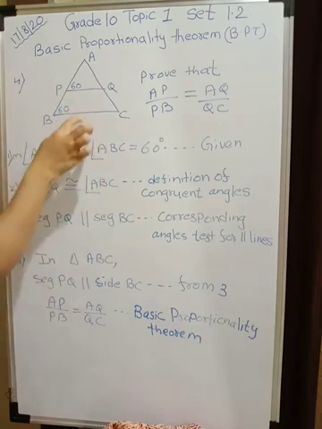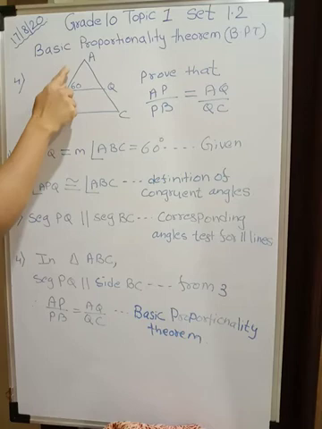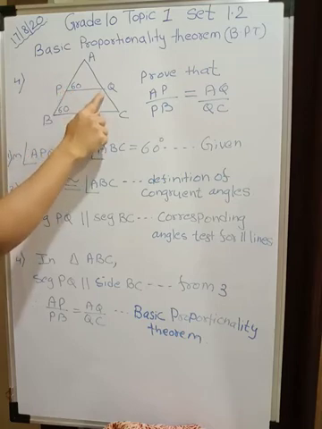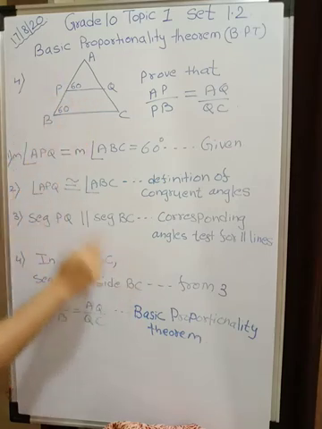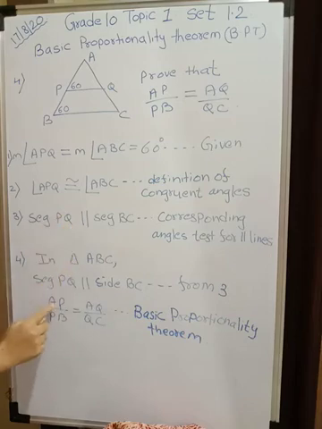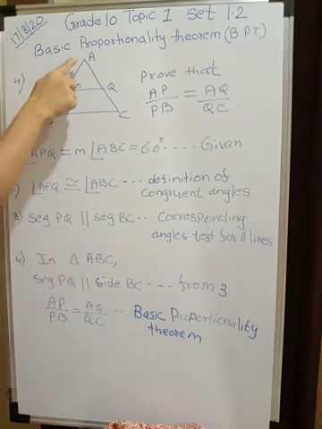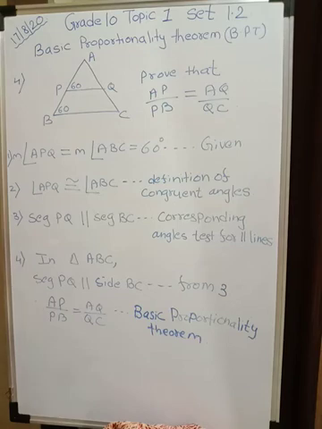Now once the lines are parallel and this is a triangle, PQ is a line which is parallel to one of the sides of the triangle. We can say in triangle ABC now, PQ is parallel to side BC. From here we can say, and therefore now AP upon PB is equal to AQ upon QC. As the line is parallel, ratios are equal.